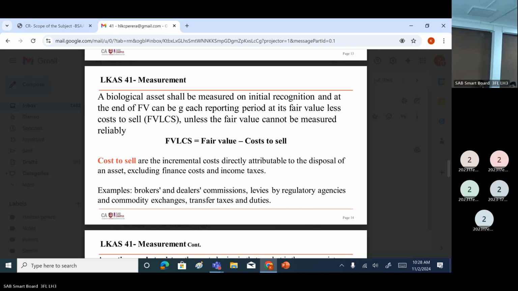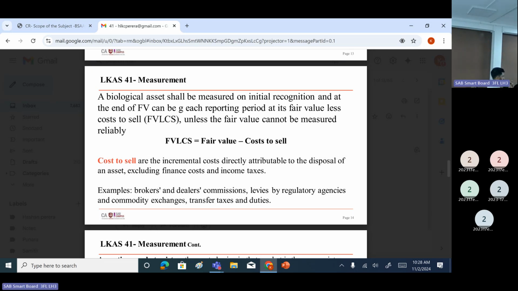Fair value means, previously, before SLFRS 13, we called that the arm's length price between two parties in the transaction. Arm's length price. So we wanted to identify the arm's length price. We had a doubt about what the distance of arm's length was. It was a very vague definition. Because of that, SLFRS 13 gave a fair definition for fair value.